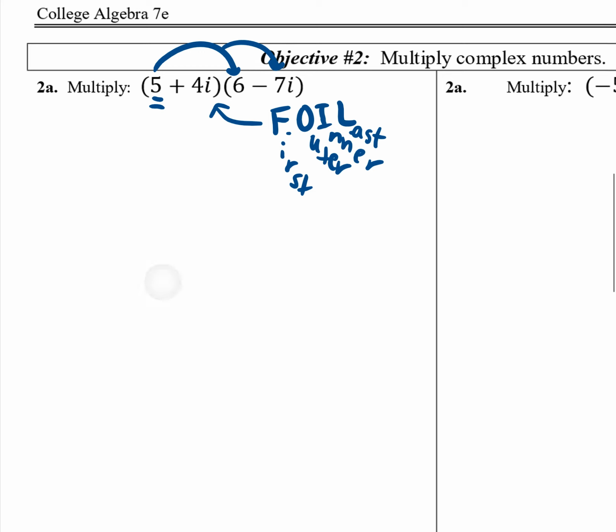So I'll do that. The 5 multiplied by the 6 makes 30. And then the 5 multiplied by the negative 7 makes negative 35, but you need the i attached because the 7i had an i.